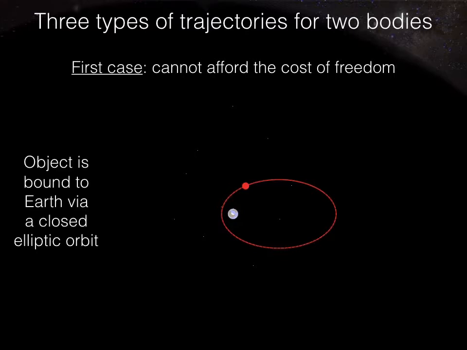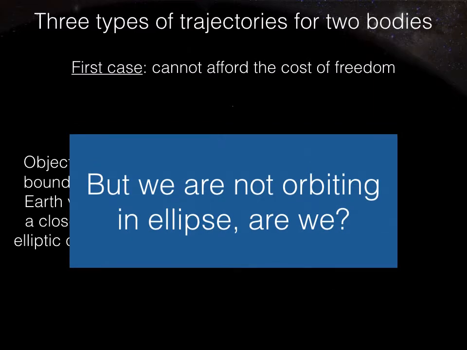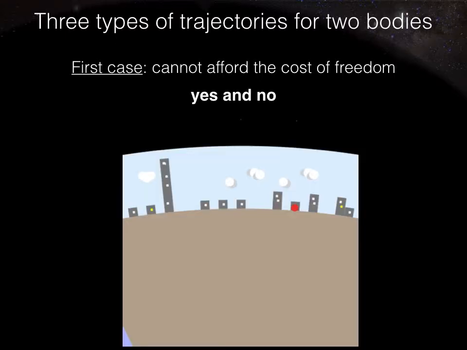So the fact that this trajectory applies to every bound object, you could argue, seems to be contradictory to the fact that ourselves are not orbiting in an ellipse around the Earth. Okay, we are simply stuck to its surface, and that's it. And so you could argue, well, then is it contradictory to what you just said? Well, no, it's not. Or yes and no.